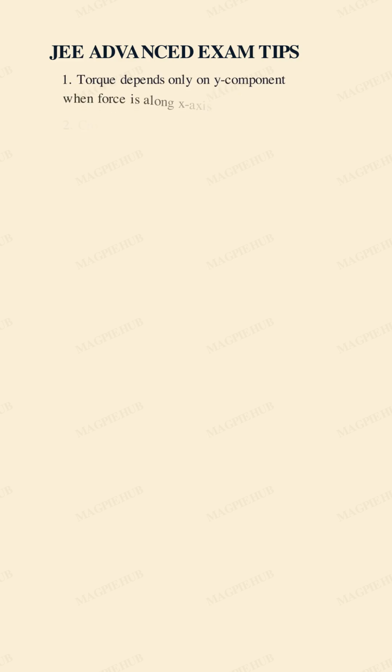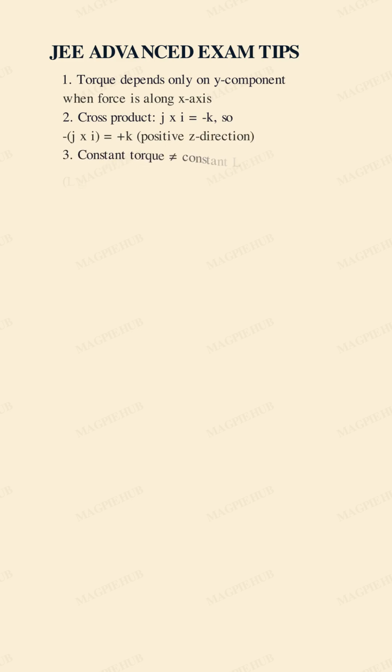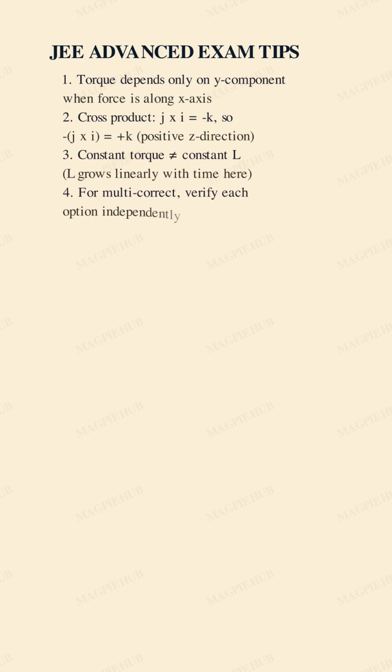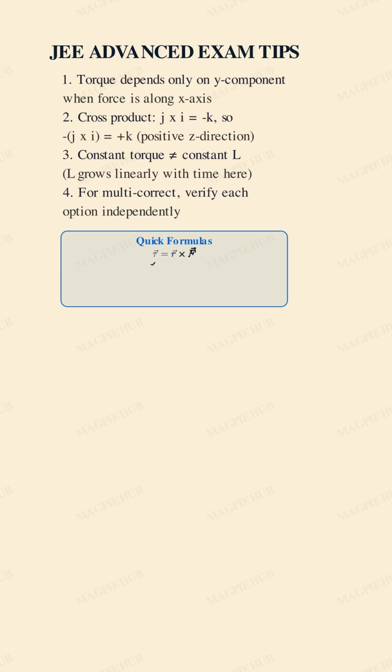Exam tips for JEE Advanced. Tip 1. When the force is purely along the x-axis, only the y component of the position vector contributes to the torque. That is why the torque here is constant. Tip 2. Remember J hat cross I hat equals minus K hat, so the minus sign gives a positive K hat direction. Tip 3. Constant torque does not mean constant angular momentum. Here L grows linearly with time as velocity increases.